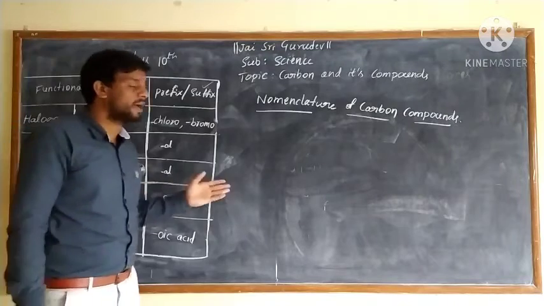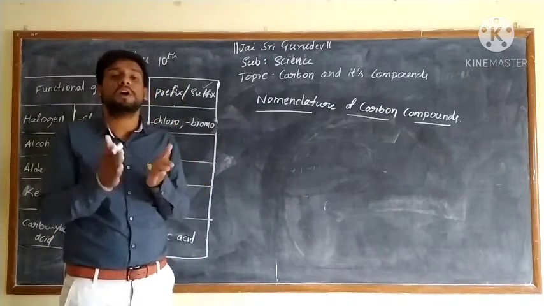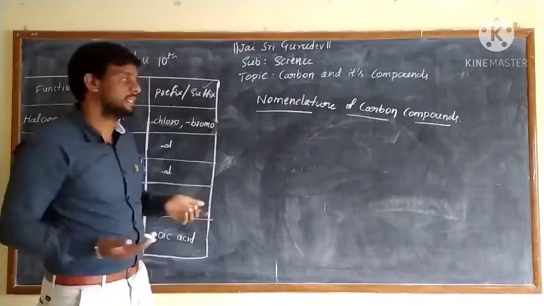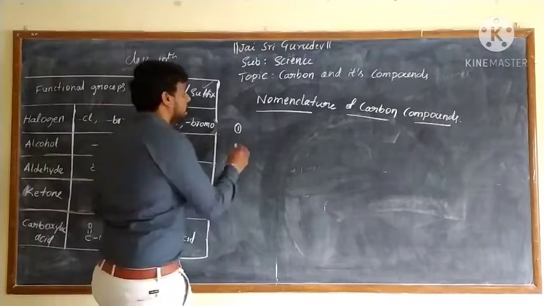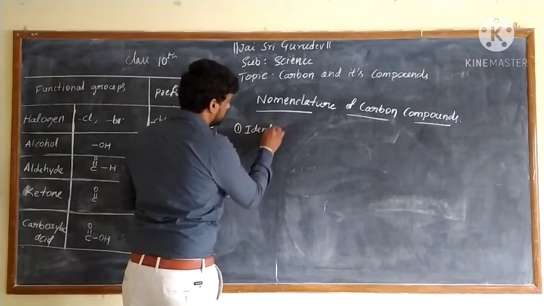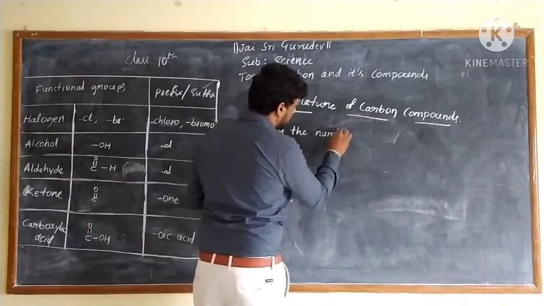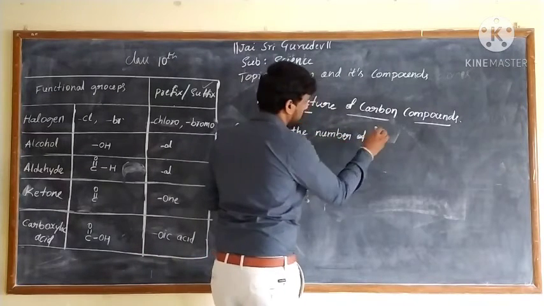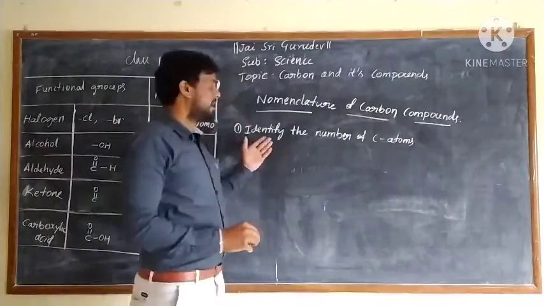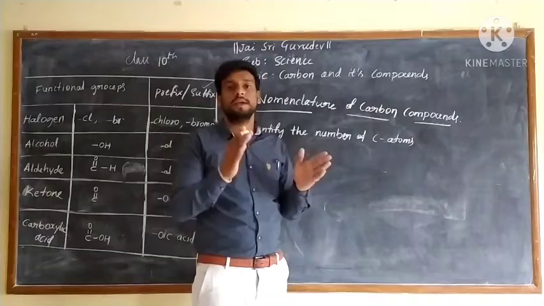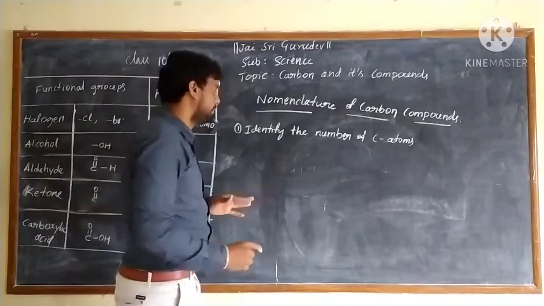Dear students, what is nomenclature? Nomenclature means naming of compounds. The first rule of nomenclature is to identify the number of carbon atoms. Count the number of carbon atoms in a carbon compound. Let's take an example.